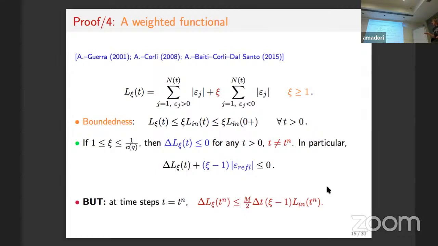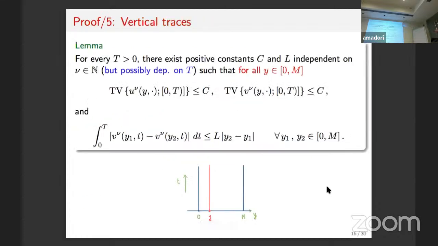This functional has this nice feature, but unfortunately it does not behave well at time steps. So we have to pay this price, and by combining the two factors, we are able to control the situation in some sense. Anyway, it helps us improve these vertical trace estimates. So we bound the total variation horizontally and the total variation vertically.